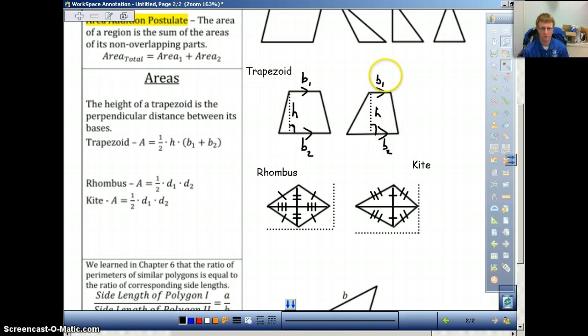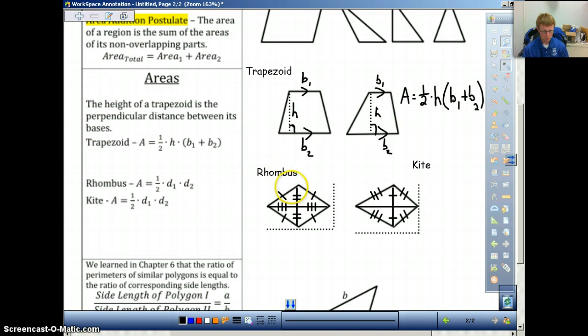So once you have this information, our formula is just going to be area equals 1/2 times the height times base 1 plus base 2. And that's always the formula. So you need the height of the trapezoid, and then you need base 1 and base 2.